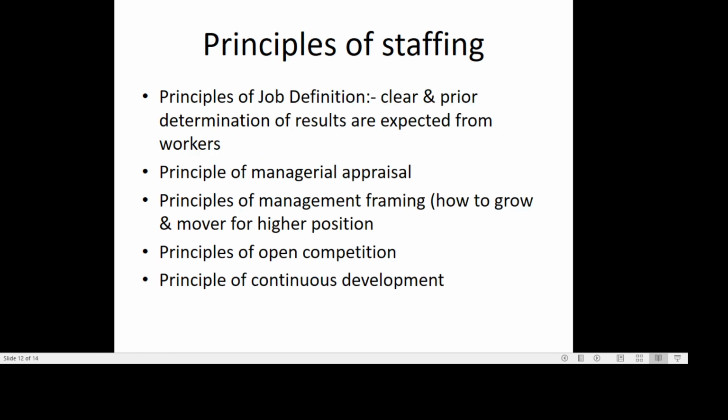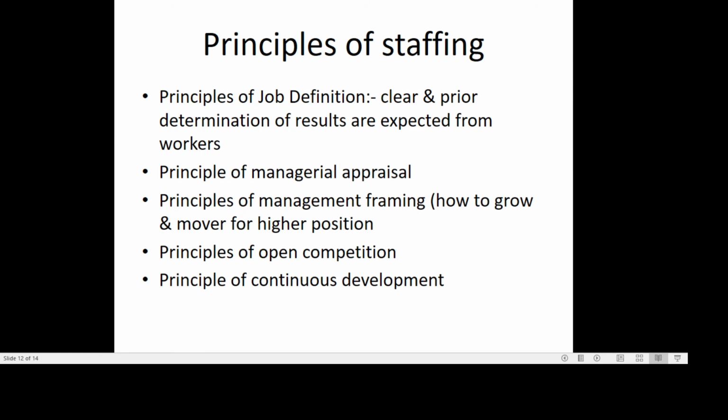The principles of staffing, of course, call for job definition. So there should be a clear and prior determination of results expected from workers. The job should be clearly defined, and what is expected from the job should be properly explained at the time of recruitment or selection.